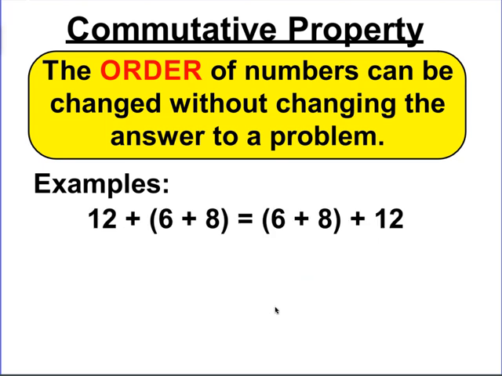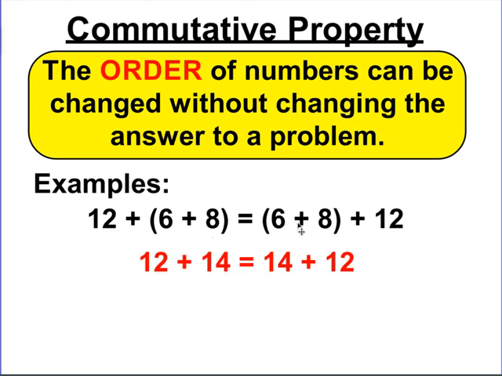A little more complex example, it just adds an extra number and some parentheses. So this one shows all addition, so every sign is addition. There's an equal sign in the middle. And what you'll see is that the 12, which is not in the parentheses, just goes from the front of the problem to the back of the problem. So the order of the numbers is changing. But when we solve these, we're going to get the same answer on both sides.